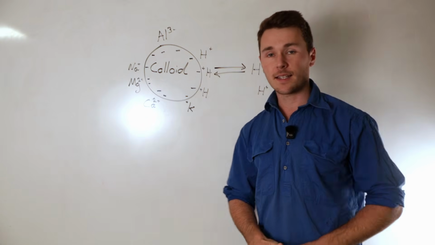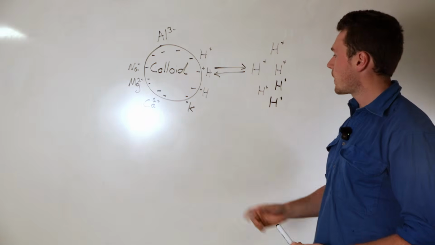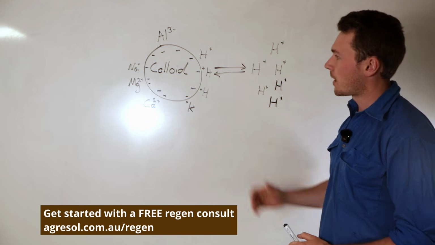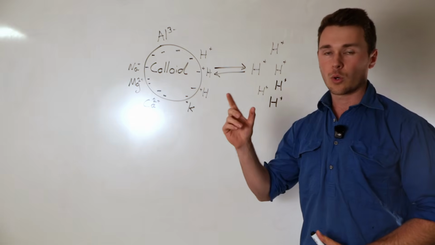So soil acidity is the amount of hydrogen ions in your soil. There are two components. The first one is the amount of hydrogen in your soil solution, so this is the water component. And the other component is the amount of hydrogen actually on your clay or humic colloid.